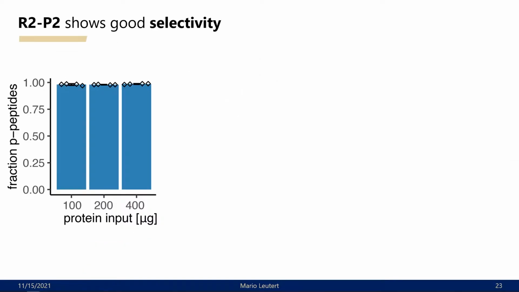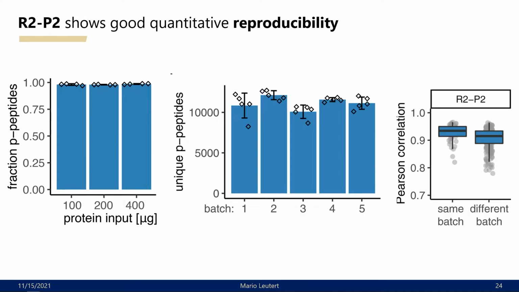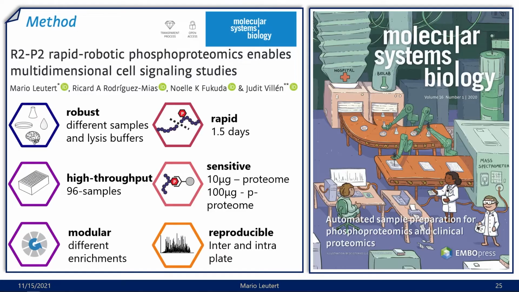We've shown in the past that this method, R2P2, shows really good selectivity, so no matter the protein input amount, we end up with really highly pure phosphopeptides, usually more than 98% of the peptides are actually phosphorylated. And we also get good quantitative reproducibility, so high identification rates within and across different batches, where a batch would be different 96-well plates or different robotic runs. We also reach good quantitative accuracy within and between batches, judged by Pearson correlation between the phosphoproteomes. Okay, so this is now published.